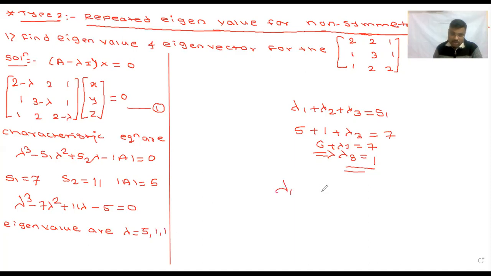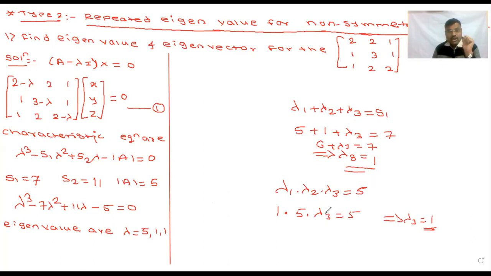Lambda 1 into lambda 2 into lambda 3 is equal to 5. So 1 into 5 into lambda 3 gives lambda 3 is equal to 1. By both methods, we have calculated the third eigenvalue. This is useful for finding the third eigenvalue, and it is also useful for online exams. Clear? Which is the third eigenvalue?